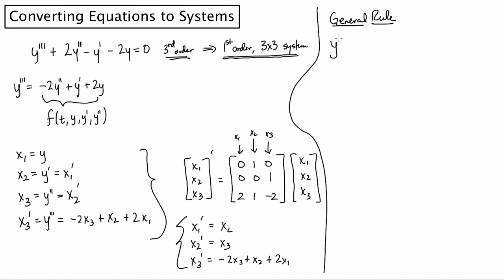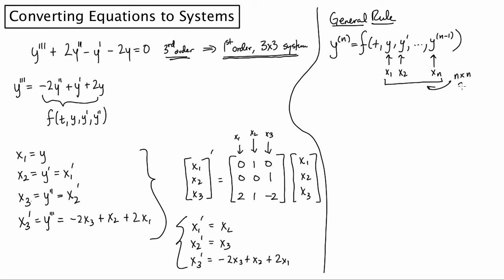So suppose you have an nth order differential equation consisting of all the derivatives up through the n minus first derivative as dependent equations. Then you let x1 be y, x2 be y prime, and so on, up until xn is the n minus first derivative. So there's your n variable system. So this is the n by n system of variables that you're going to need.